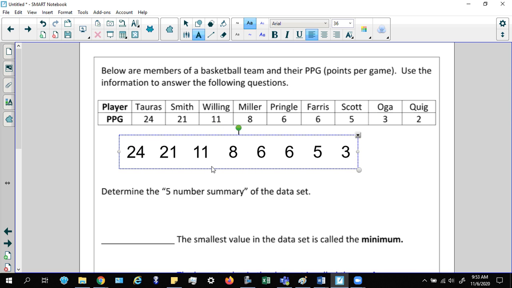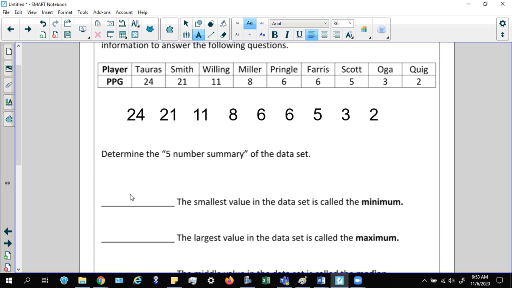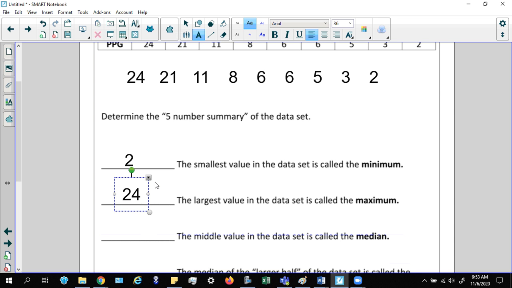All right, so there's all the information, just so we can mess with it. What is the smallest value in the data set? It's called the minimum, and that's easy. The smallest number, 2. Those are dead giveaways. What is the largest value? 24. All right, so what is the middle value?